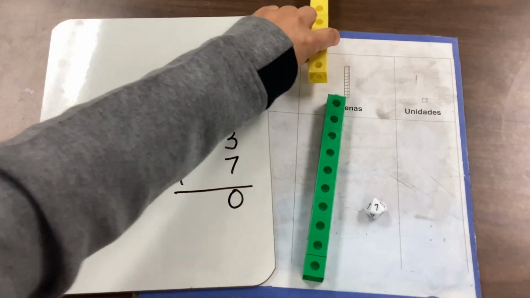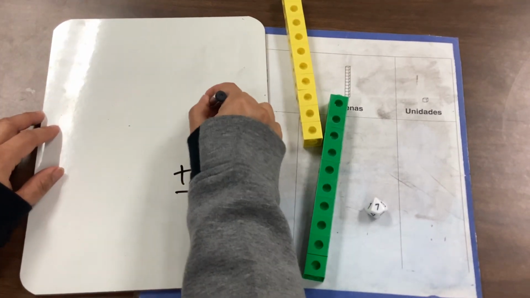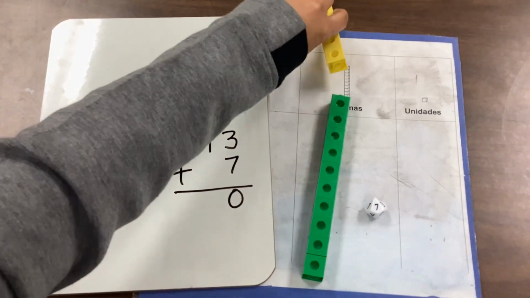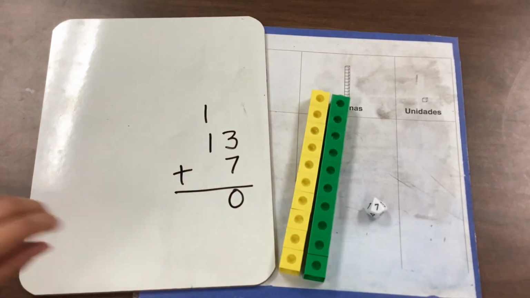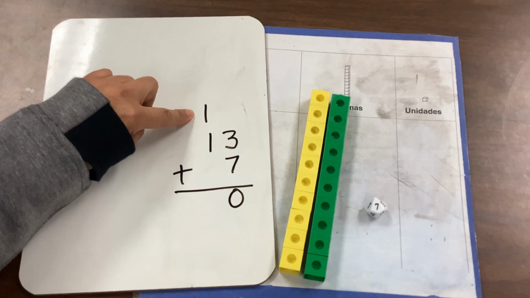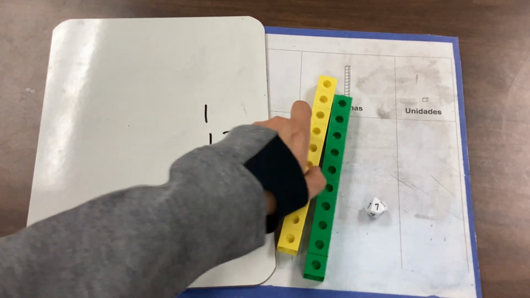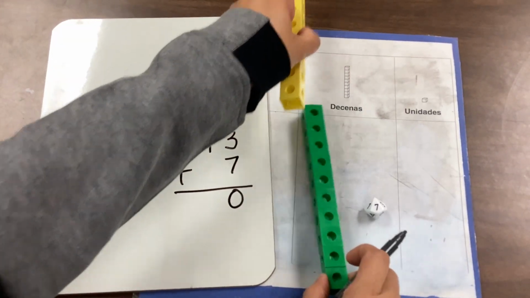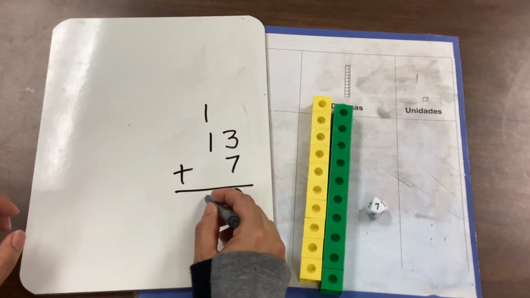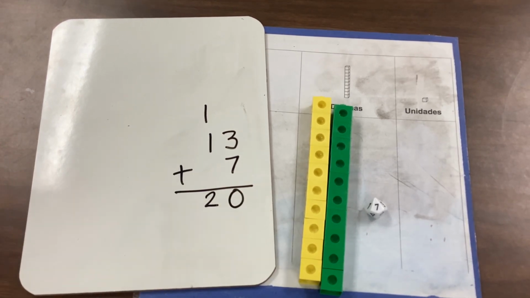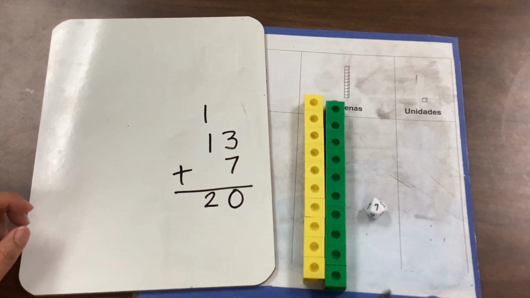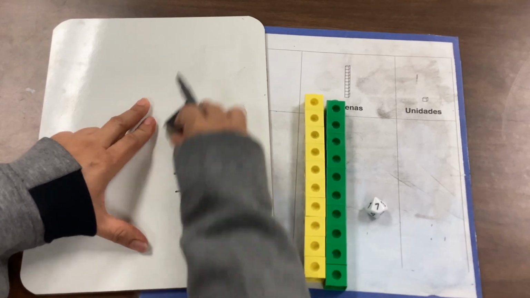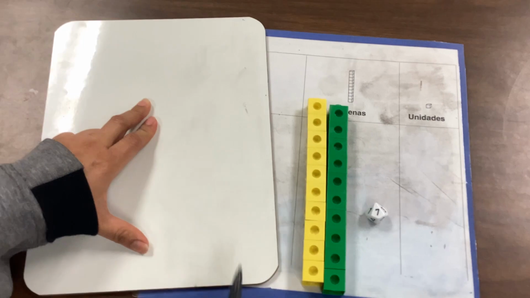And then my 10 goes on top to indicate that this is going to enter the tens place. So I have 1 that came and 1 that I had, so 2 tens. Now I have 2 tens, which means 20. I start with 20.